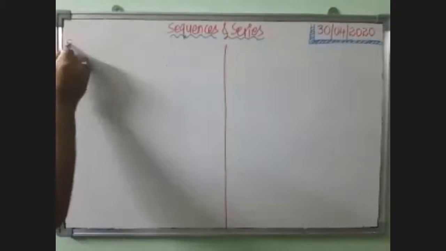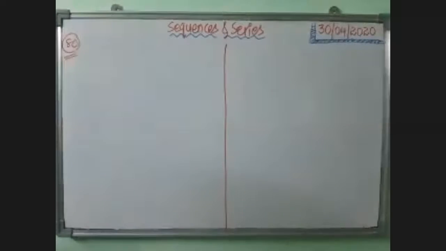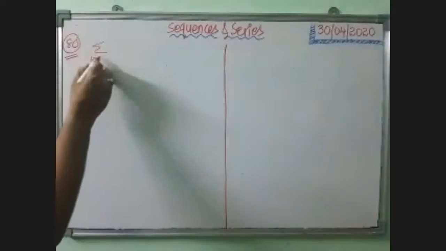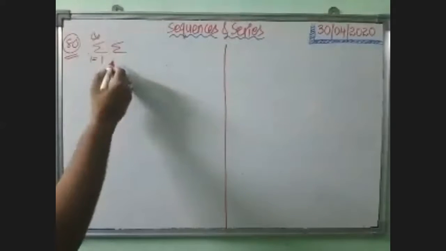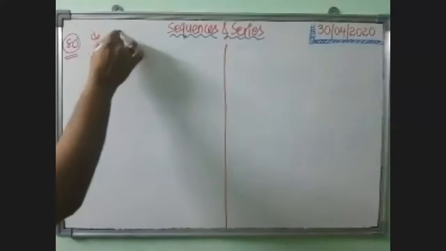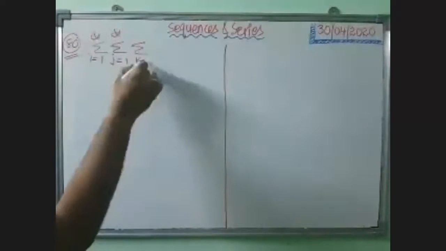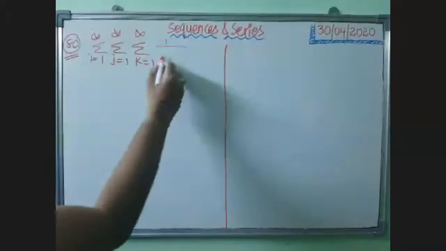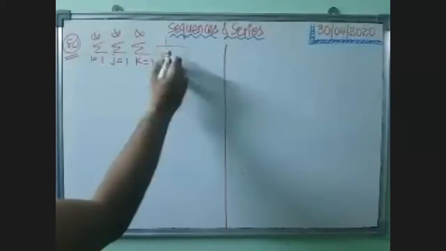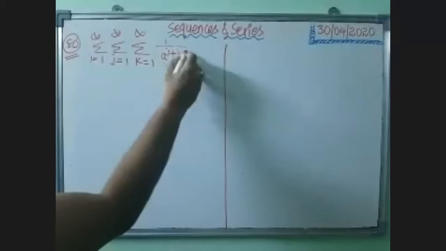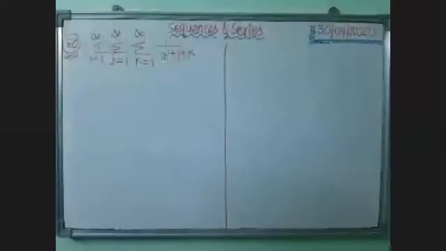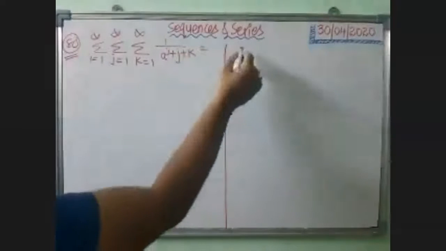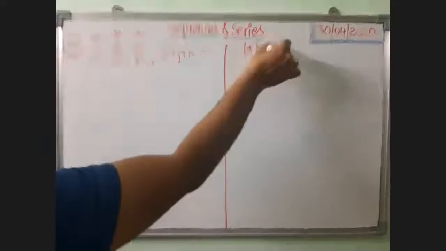I take question 80. Question 80 involves 3 sigma. It is given as sigma i equal to 1 to infinity, sigma j equal to 1 to infinity, sigma k equal to 1 to infinity, 1 by a power of i plus j plus k. This value I have to find out is equal to dash. What is given is that mod a is greater than 1. This is given.